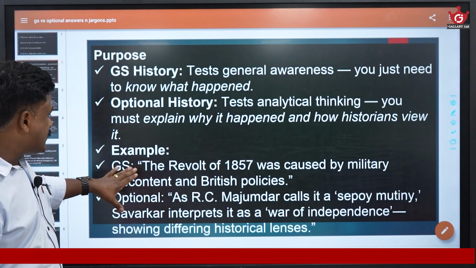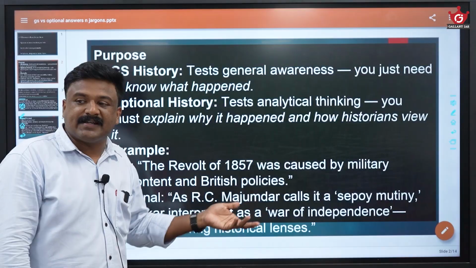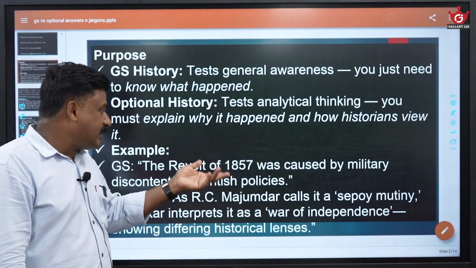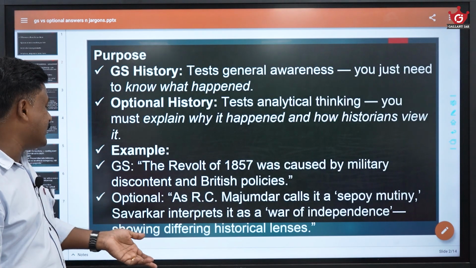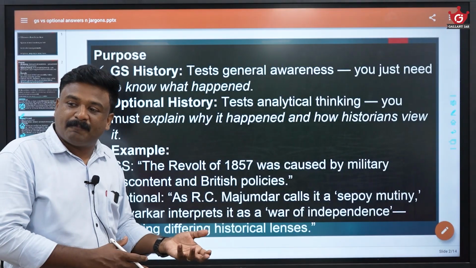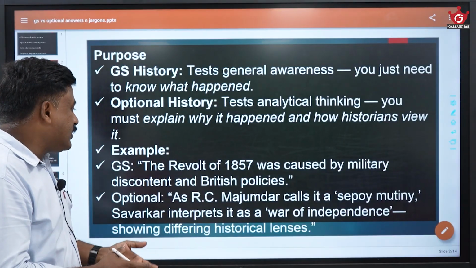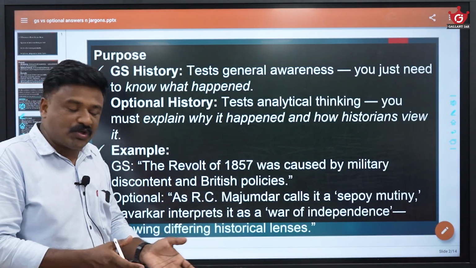Okay, see, coming to this one, the causes of the revolt: military discontent and British policies. Simply said, the causes. British policies and the military discontent. But coming to optional, we see the same causes from historians' perspectives or historians' lenses. Okay, R.C. Majumdar, it's a Sepoy mutiny. I mean, military causes are there.